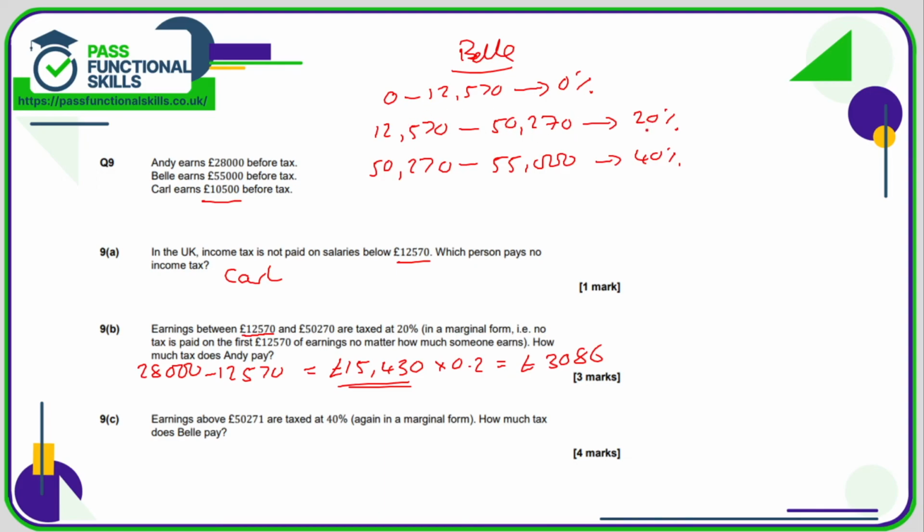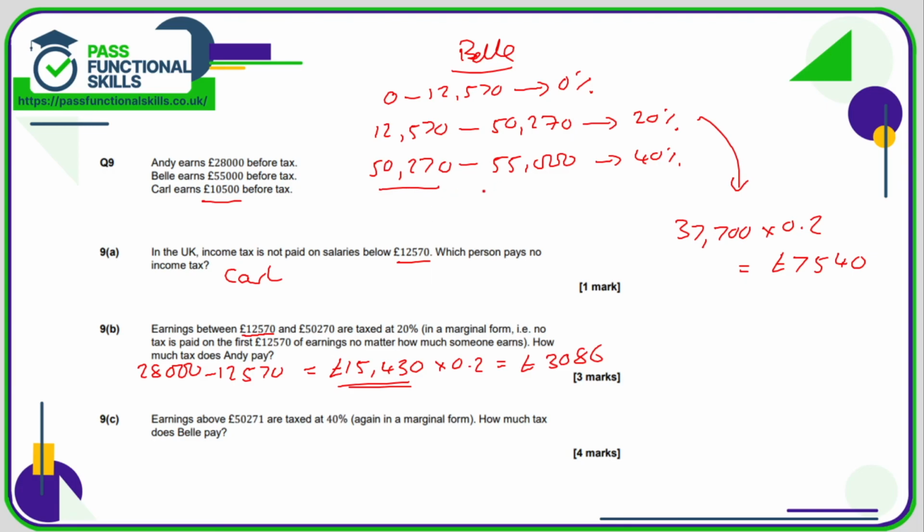So all we need to do is work out what is the figure that she's going to be taxed at 20%. So it's 50,270 minus the 12,570. That is a total of 37,700. So this is the figure that she's taxed on at 20%. So we need to multiply that by 0.2, and that comes to a total of 7,540. And anything above this amount she's taxed on at 40%.